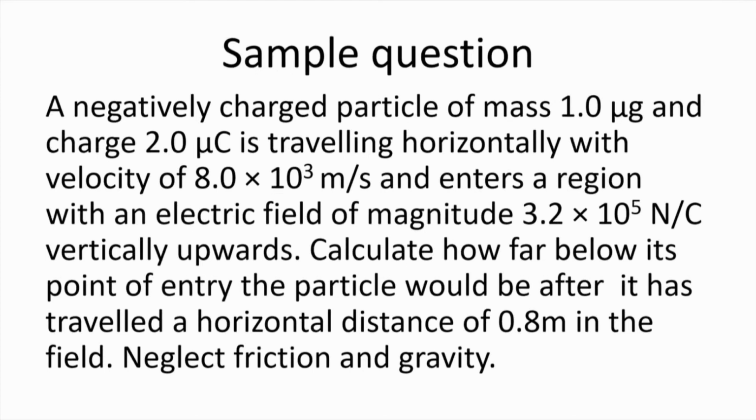It says a negatively charged particle of mass 1 microgram and charge 2 microcoulombs is traveling horizontally with a velocity of 8.0 by 10 to the 3 meters per second and enters a region with an electric field of magnitude 3.2 by 10 to the 5 Newton per coulomb, vertically upwards. So that's the magnitude and direction of the electric field. Calculate how far below its point of entry the particle would be after it has traveled the horizontal distance of 0.8 meters in the field.